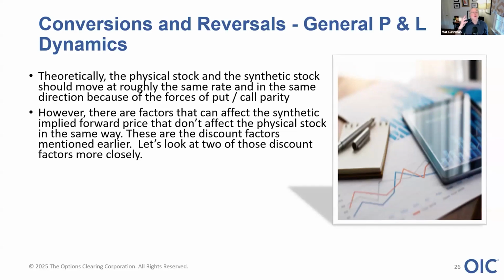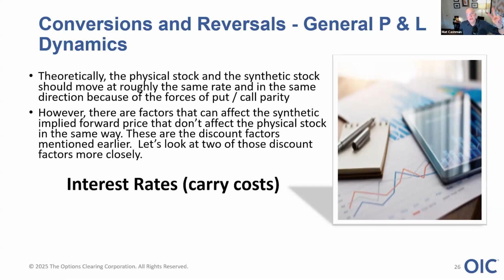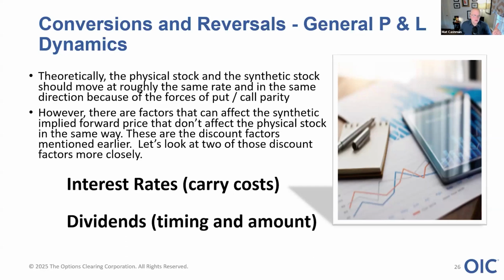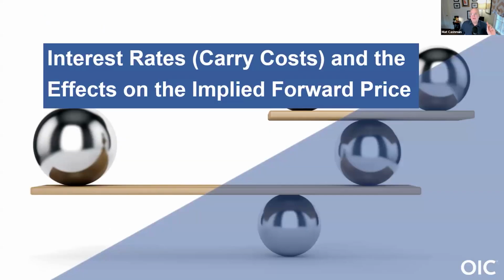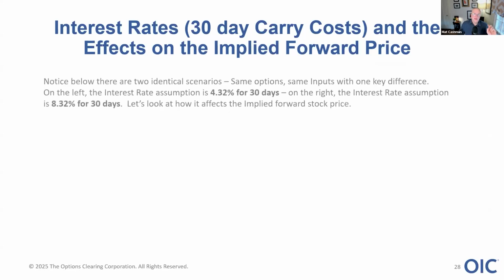So the things that you're really going to need to have on your radar, when you're looking at why the synthetic price is different than the actual stock price because of the options, are the first two things that I think you need to look at: interest rates or carry costs, and dividends. We're going to talk about both of those individually. This is where things get a little bit more dense. So, interest rates or carry costs and the effect on the implied forward price.